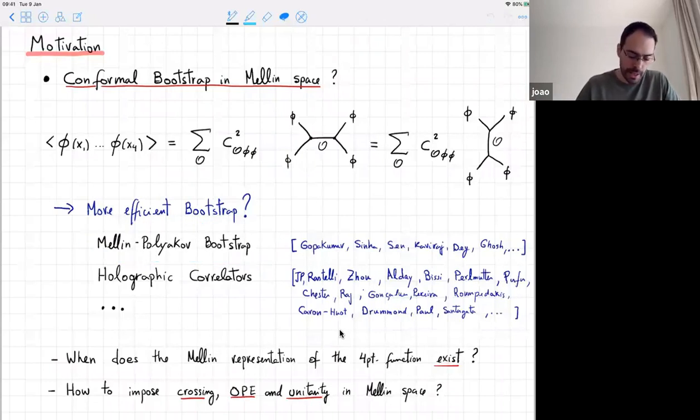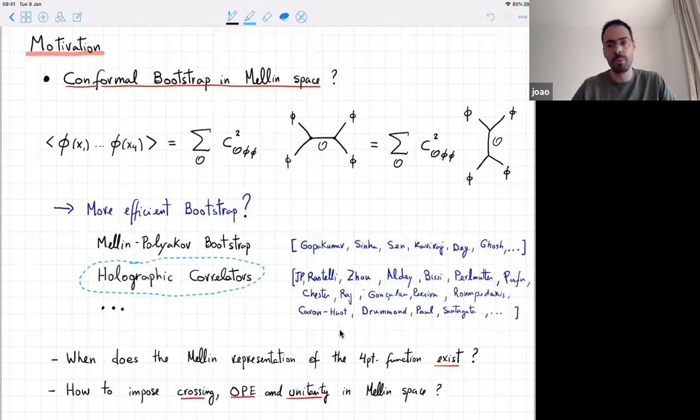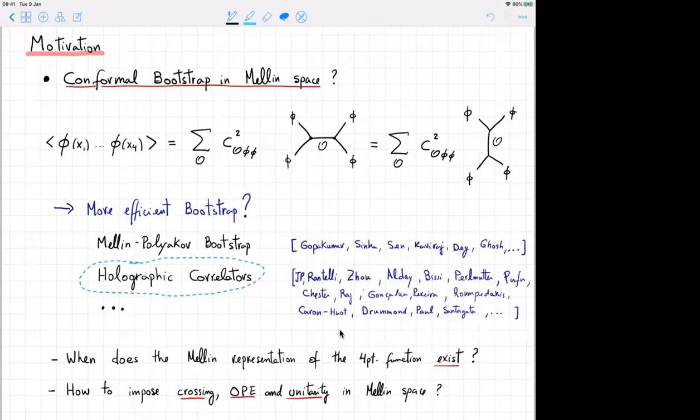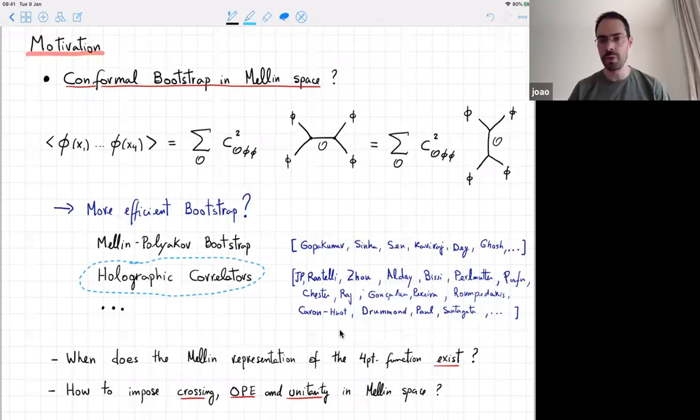And another indication is if you actually compute holographic correlators, starting from supergravity, Mellin amplitudes also turn out to be the most efficient way of writing both tree-level results and even one-loop results. So lots of people worked on this over the past years. Okay, so that's the motivation.